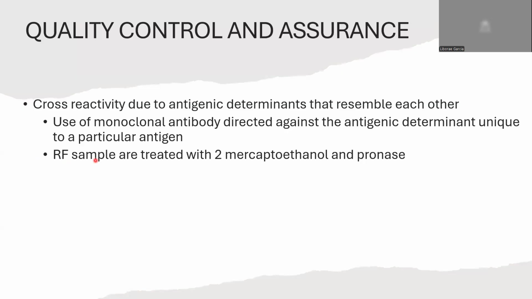Rheumatoid factor is also called heterophile antibodies. Okay? So therefore, the treatment is pre-absorbing the sample with serum and your RBCs without your test antigen. The RF samples can also be treated with 2-mercaptoethanol and pronase. So the mercaptoethanol will actually destroy the disulfide bonds of your IgM, knowing that RF is also an IgM.